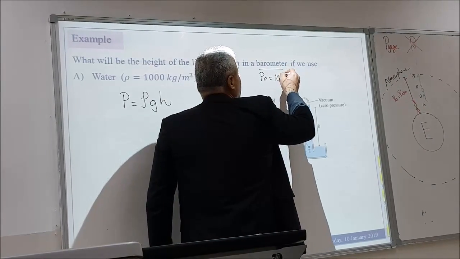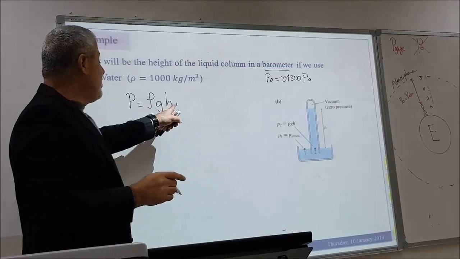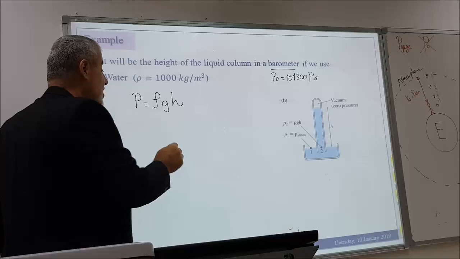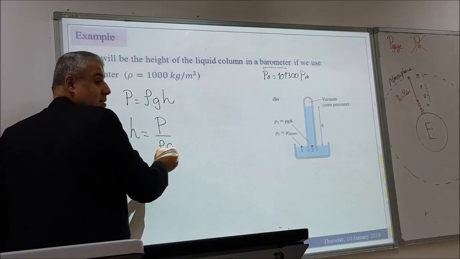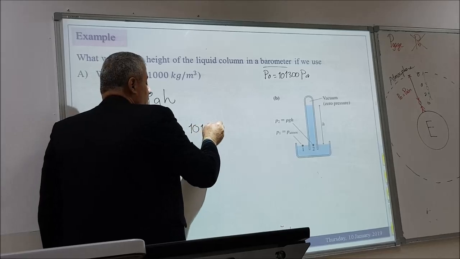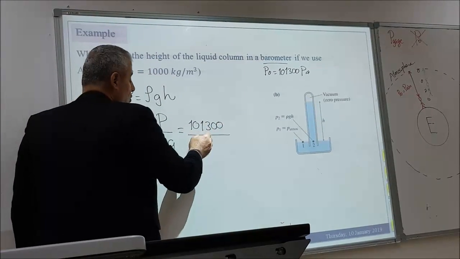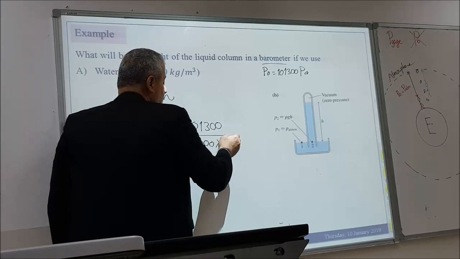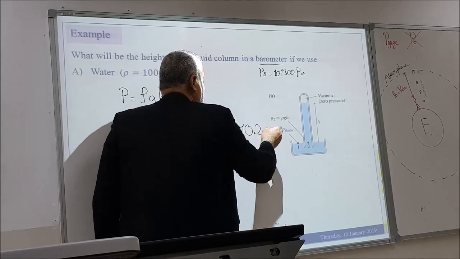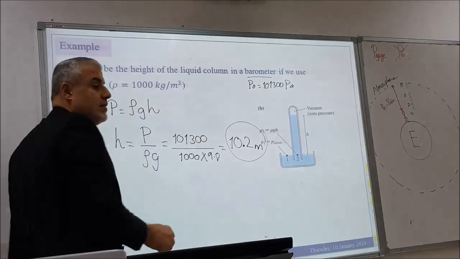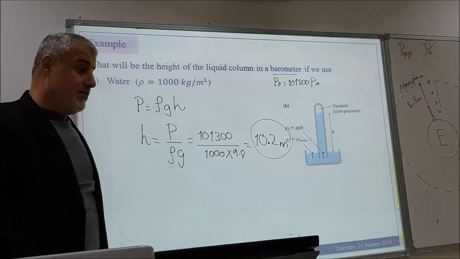The barometer is used to measure the atmospheric pressure, 101 300 Pascal. I need h here. So simply you can say h is equal to P over rho g. You just find it: 101 300 over 1000 times 9.8. You find that it is 10.2 meter exactly. The length of the water column that balances atmospheric pressure is 10.2 meter.